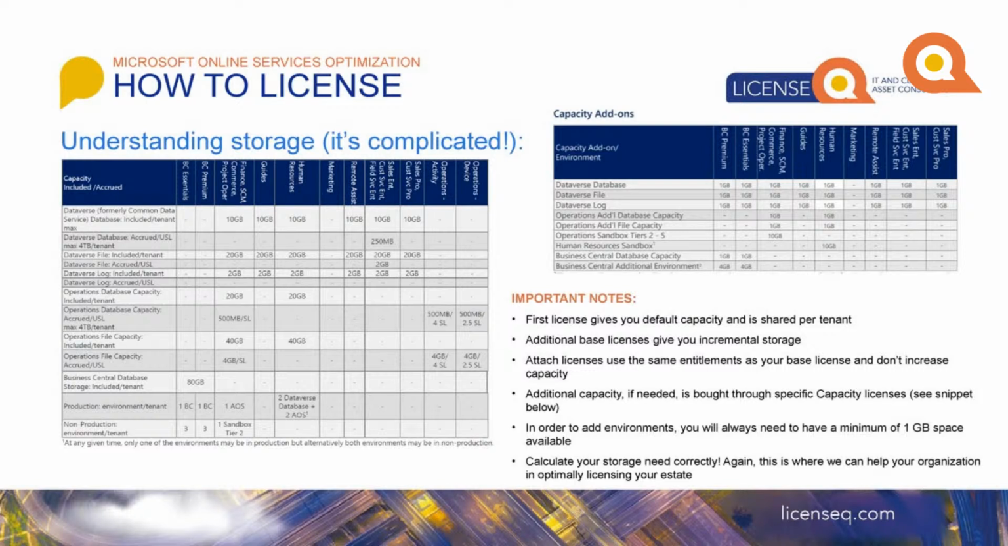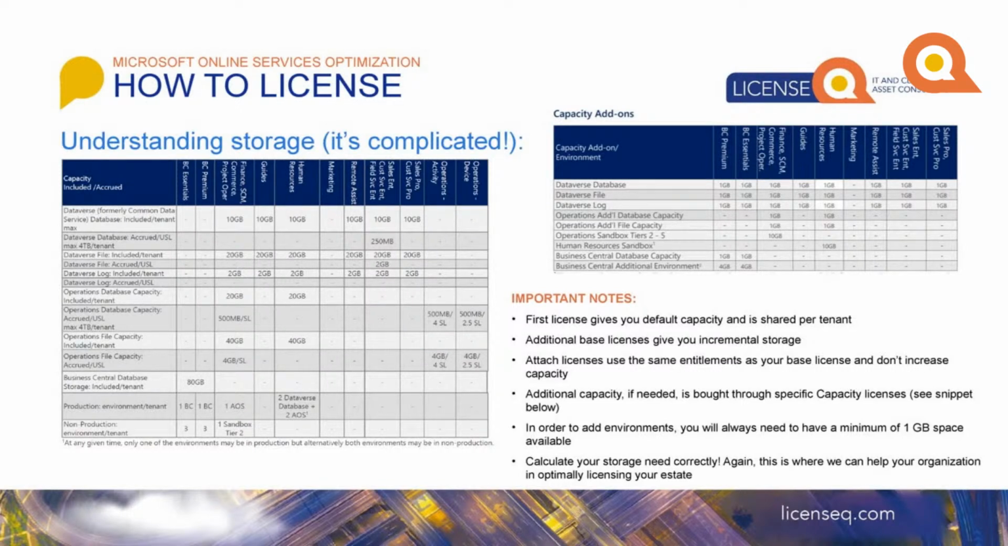Now, what's very important to optimize is how to read your storage needs. In the past, you would have an environment, and if you needed additional storage, you could just buy 1 gigabyte of additional Dynamics storage. But in this model, it works a bit differently, where they work with default capacity based on the application that you're buying, and you will potentially be granted additional storage based on the amount of licenses that you purchase.